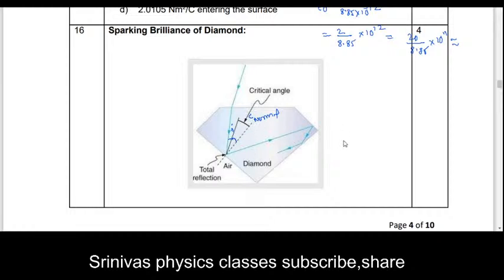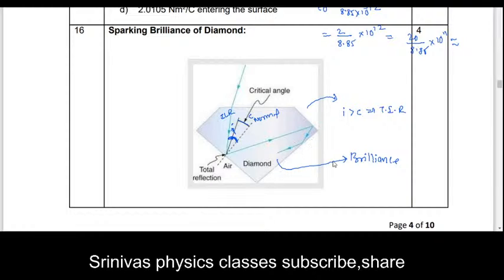This is the critical angle. In this case, the angle of incidence is between the incident light ray and the normal, and it is I. The critical angle is this. That means from the figure, the angle of incidence is greater than the critical angle, which means total internal reflection takes place. Due to that, light will be reflected, and this appears as brilliance. Brilliance means the brightness of the diamond is due to the total internal reflection.